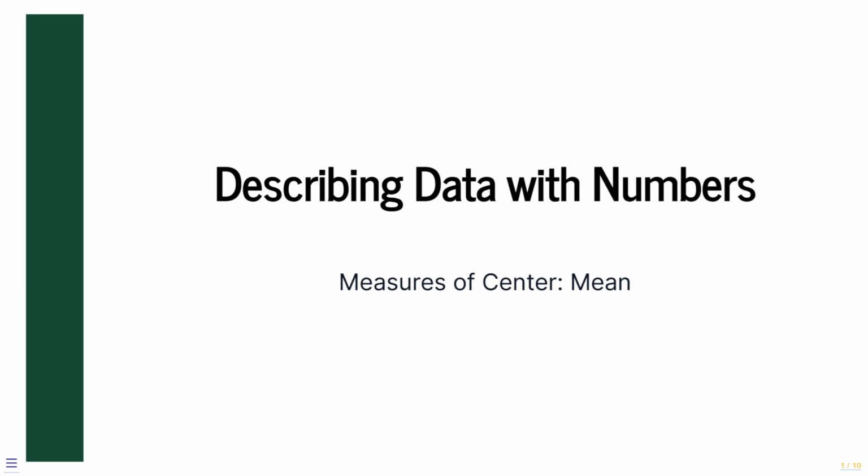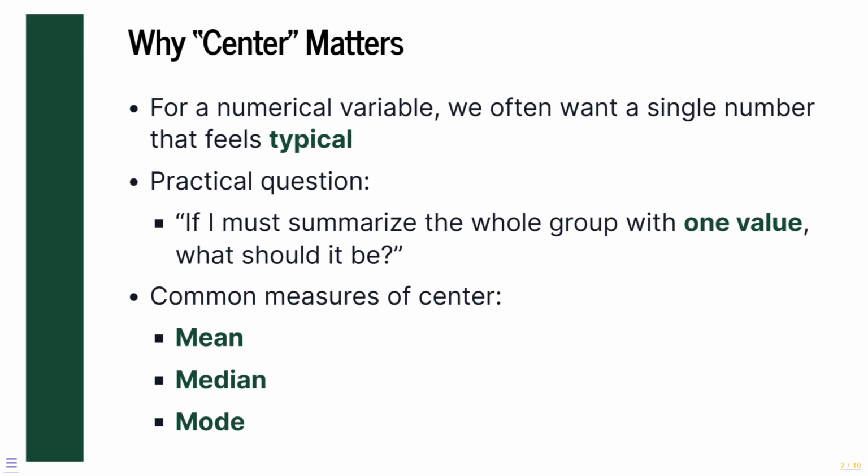One of the first things we usually want to know about a numerical variable is where it centers. When we describe a value as typical, we are really asking a practical question. If we had to summarize this entire group with a single number, which number would best represent it? In this video, we explore 3 common measures of center, the mean, median, and mode, and consider when each provides a sensible description of what is typical.